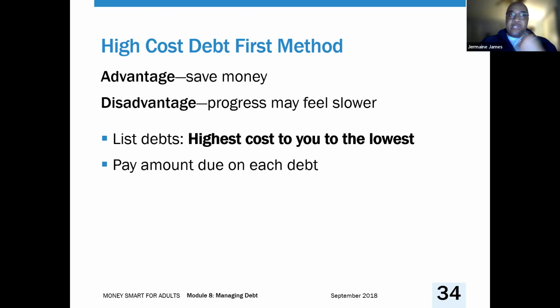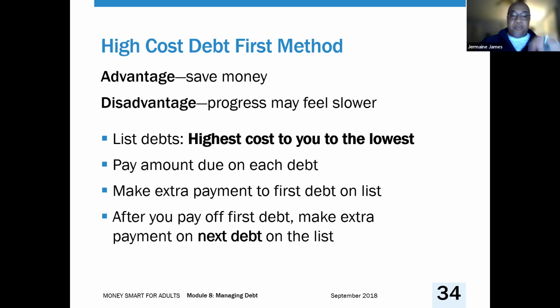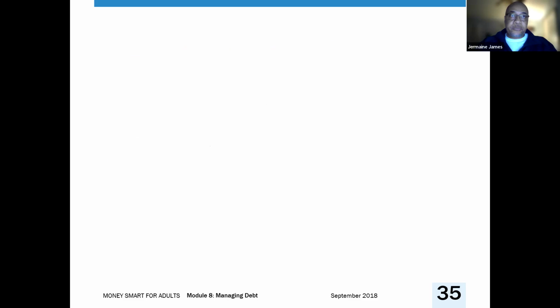Pay the amount on each debt, and make an extra payment to the first debt on the list. After you pay off the first debt, make an extra payment on the next debt on the list and continue as needed. Most people look at the high cost method as the one that can put you on a path to reducing those additional costs. As you gain that momentum and continue as needed, you'll be able to take care of the next highest cost debt.